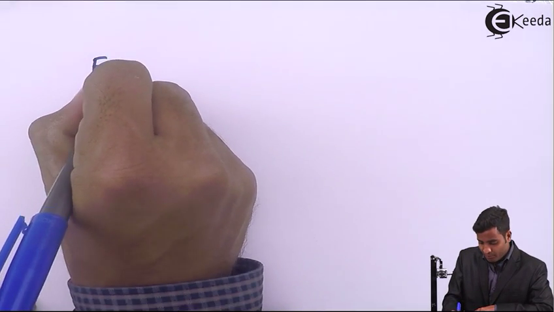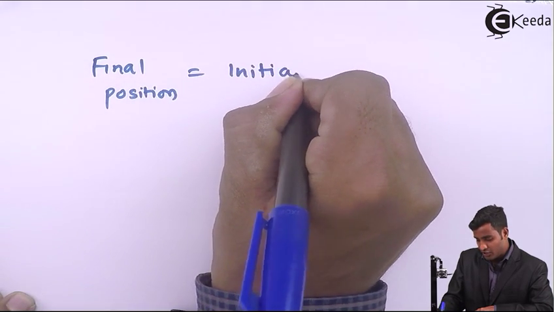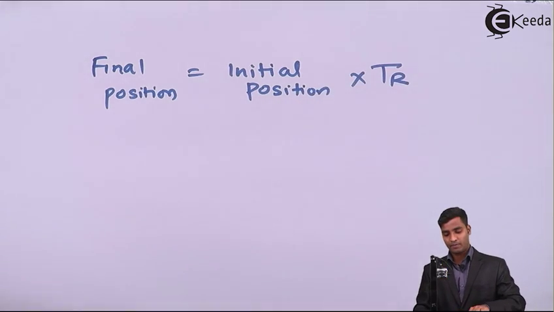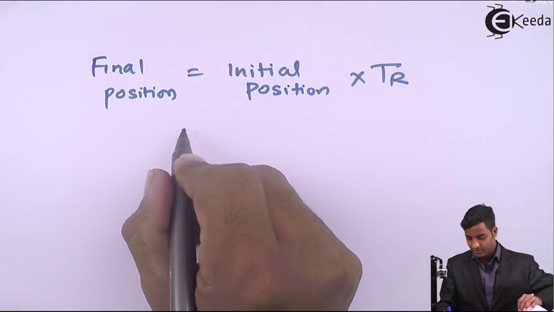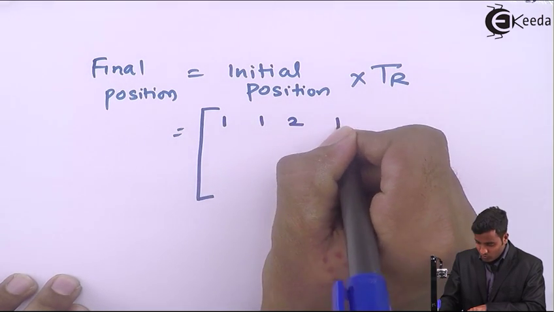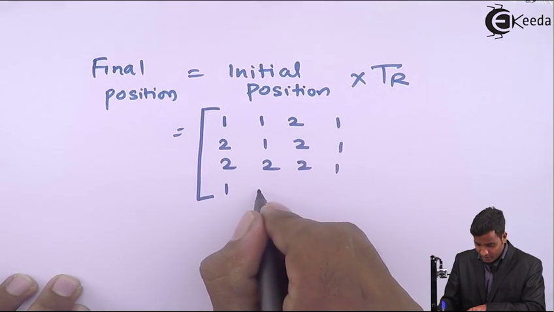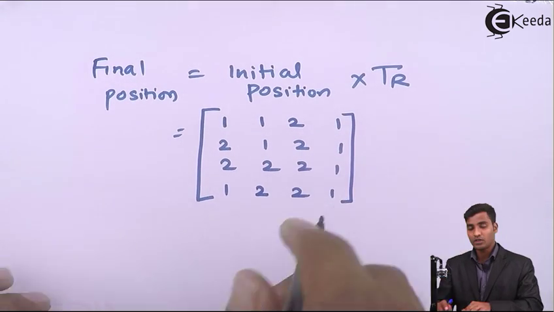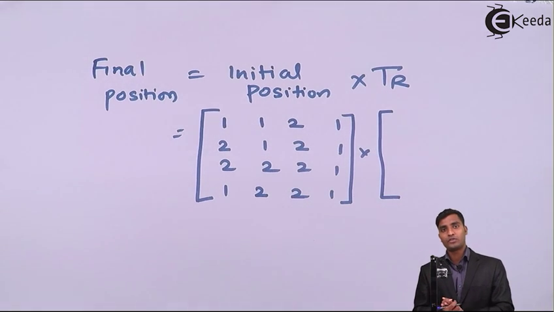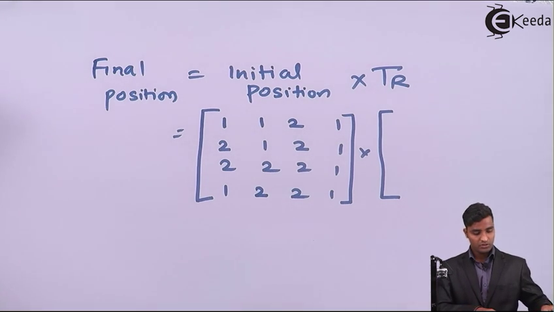So we know that the final position is equal to the initial position into TR, that is, the series of transformations. The initial position of the region is 1 1 2 1, 2 1 2 1, 2 2 2 1, 1 2 2 1. So this is the initial position of the region. Now we will multiply this initial position with TR, then I will get the final position of a region.